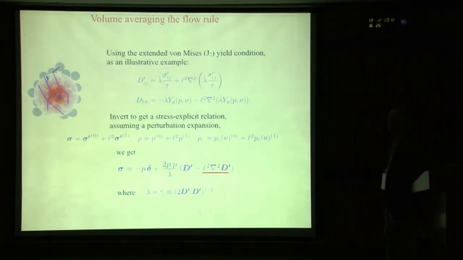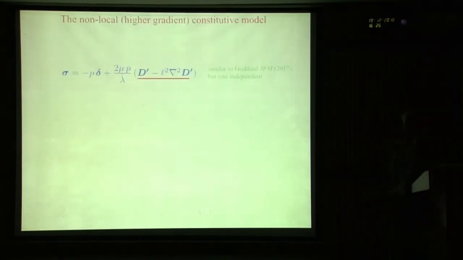So, the stress has an order 1 part and then a higher gradient part. The higher gradient part goes as the Laplacian of the strain rate. And this fluidity is simply the scalar invariant of the strain rate. All right, so I am just repeating that here.